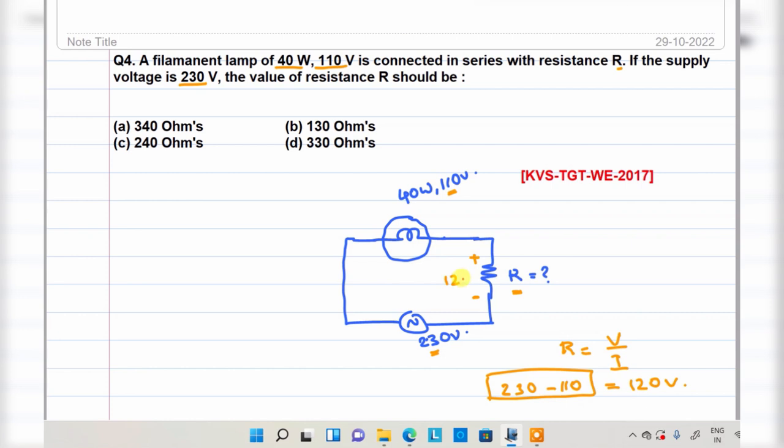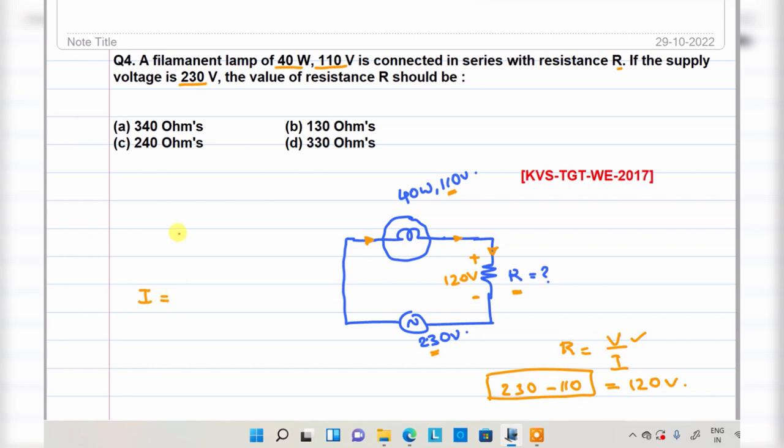Got my point? How much voltage is required now? 120 volt across the resistance. It is the first step. Once again I will repeat. This is the 110 volt, this is the 230 volts. Just apply KVL. 230 minus 110, that is a 120 volt drop required across the resistance. Next, coming to the current. The current flowing through the entire series circuit is the same, so the current flowing through this lamp is the same as the current flowing through the resistance, right? That's why I'm going to find the current.